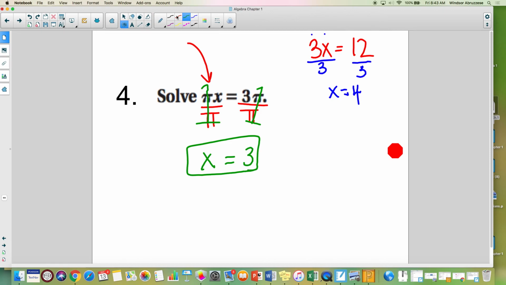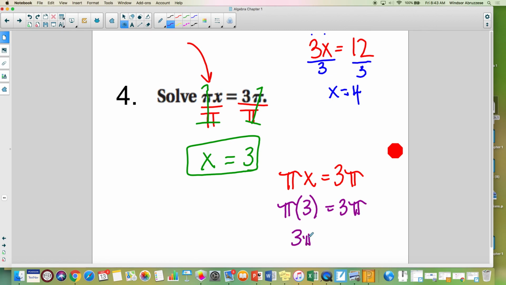So let's go back to our original equation. Pi x equals 3 pi. Substitute in our solution, which was x equals 3. So pi times 3 equals 3 pi. And yes, we do have our correct solution. So now try a few problems on your own on the worksheet attached.